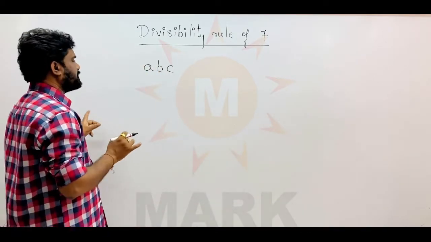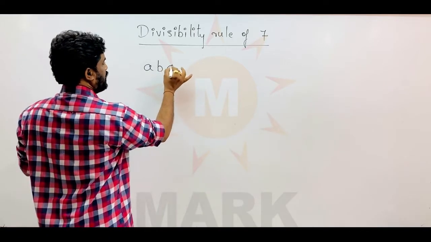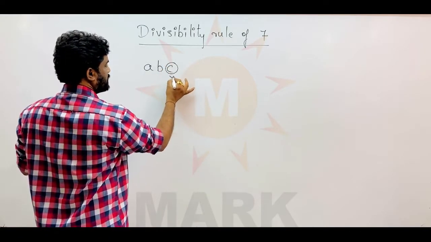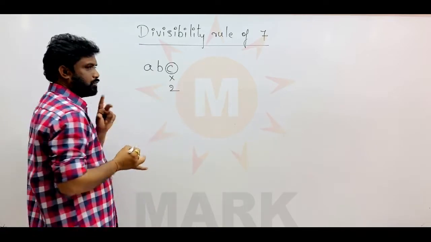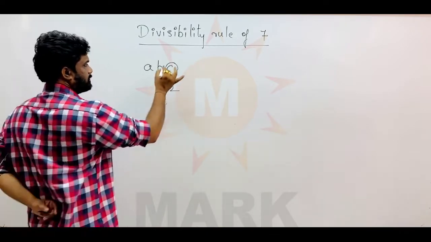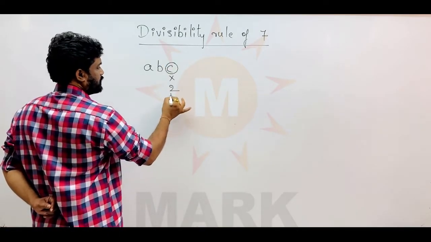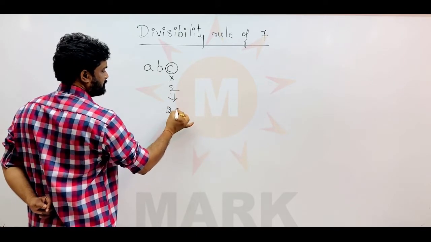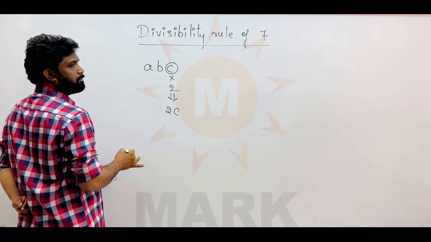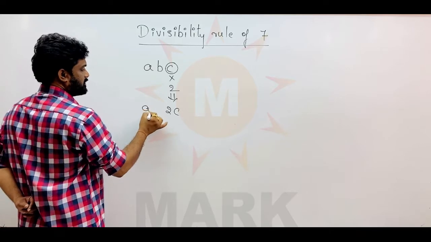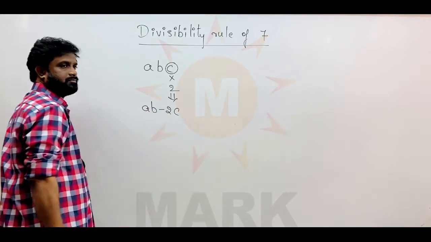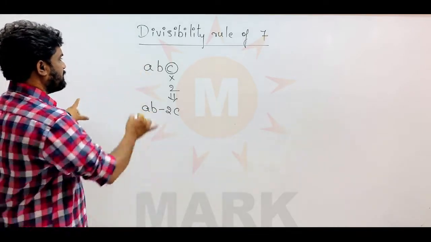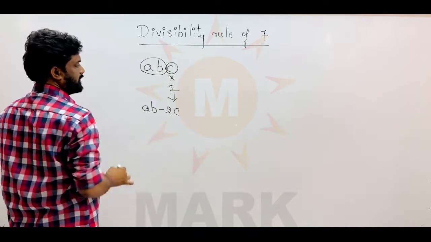Now the trick goes something like this. Always take the units digit and multiply it with 2. After multiplying with 2, you will get a product called 2C. Whatever the 2C product is, subtract it from the remaining numbers, taking this number as a unit.